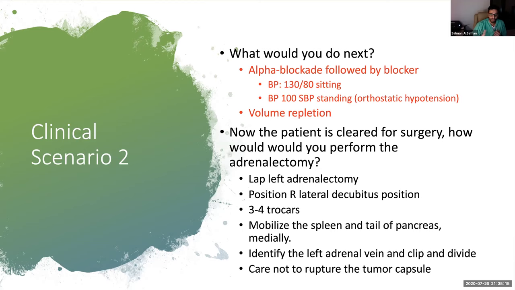Postoperative, you need to look for two things. They tend to have rebound hypertension, so they should be under monitored condition. And then also you want to check for blood glucose. They tend to have hyperinsulinemia and they tend to go hypoglycemic, okay?